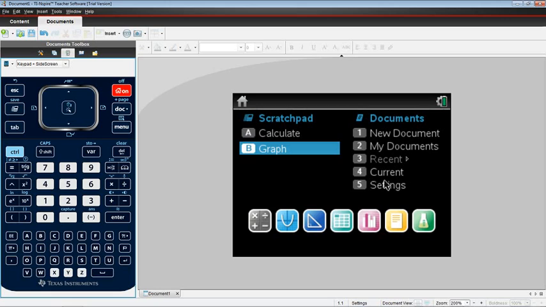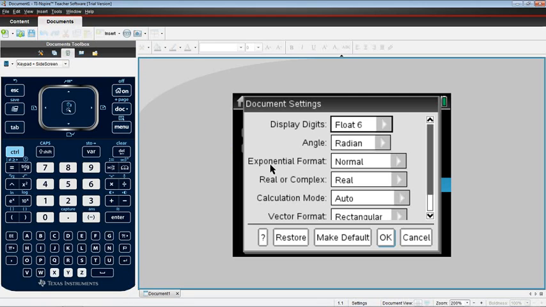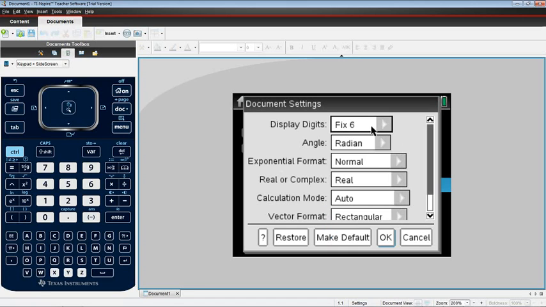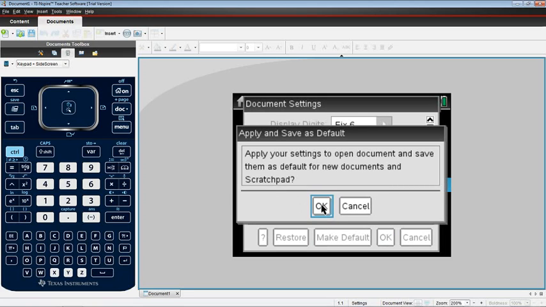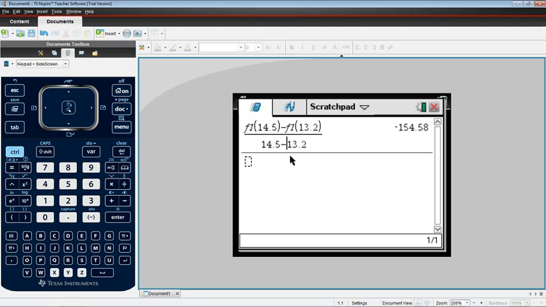In order to fix this, we're going to go to the home screen. Sorry. We're going to go to Settings, and then Document Settings. Here's the problem. I don't want to be in float mode. I want to be in fix mode, and I like to see more decimal places. So I'm going to say fix 6. My angle is fine. The exponential format, I want that in normal. Okay, everything else is good. I want to make this the default.